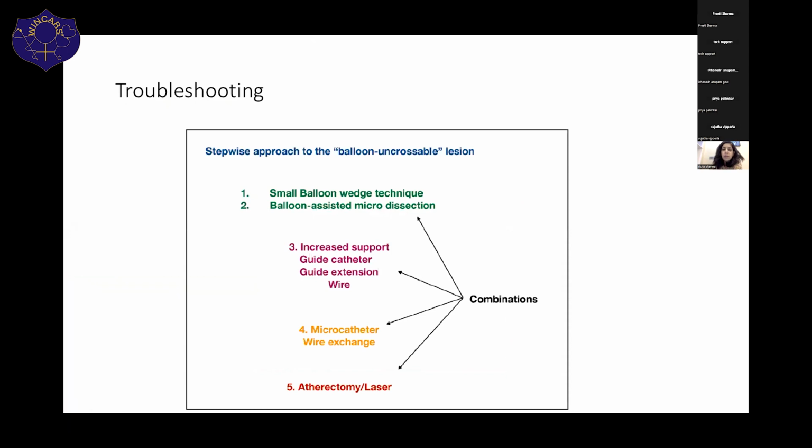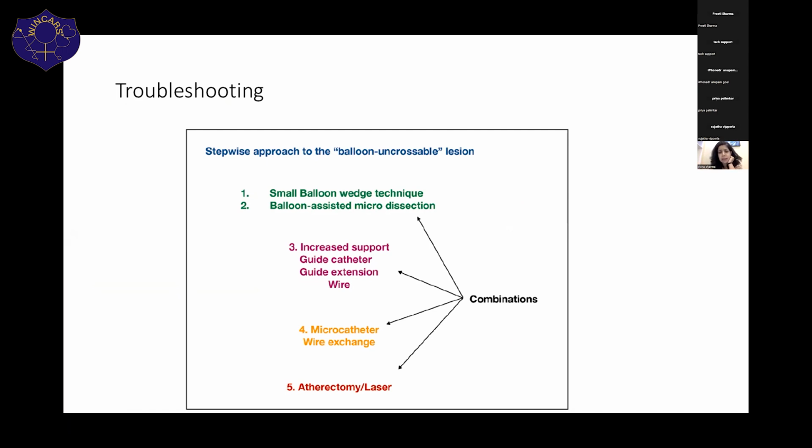So now I thought of taking a guide liner. There are different steps to go ahead with balloon-uncrossable lesions: either a small balloon, the wedge technique, or balloon-assisted microdissection. We can increase our support with guide catheters, guide extension wires, taking a wire in a side branch, or anchor balloon or anchor wire techniques. Finally, if nothing works, we have atherectomy or laser that we can do. So rotablation was later in my mind.